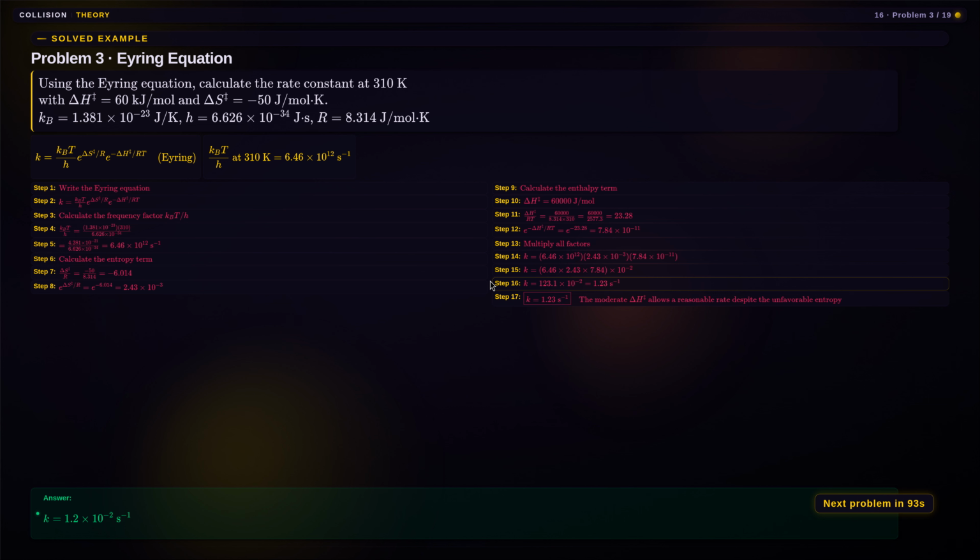Step 3. Calculate the entropy term e to the ΔS double dagger over R, which is 2.43 times 10 to the negative 3. Step 4. Calculate the enthalpy term e to the negative ΔH double dagger over RT, which is 7.84 times 10 to the negative 11. Step 5. Multiply all factors to get k equals 1.23 per second.